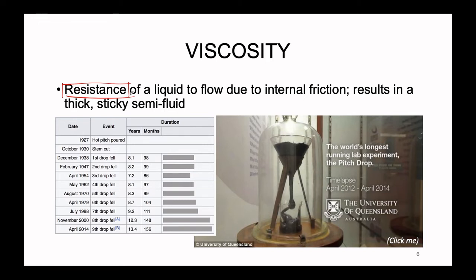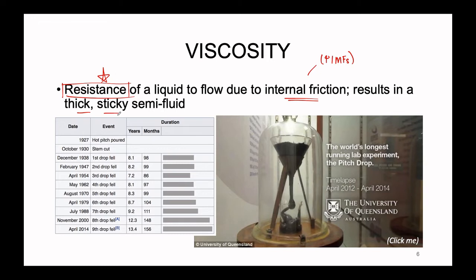This resistance is due to internal forces of friction, which are the result of strong intermolecular forces. So the greater the intermolecular force, the more quote-unquote molecular or internal friction, and therefore the more resistance we're going to have. Now, the more viscous a liquid is, the more thick and sticky it is going to become, even broaching into, again, the territory of a solid.